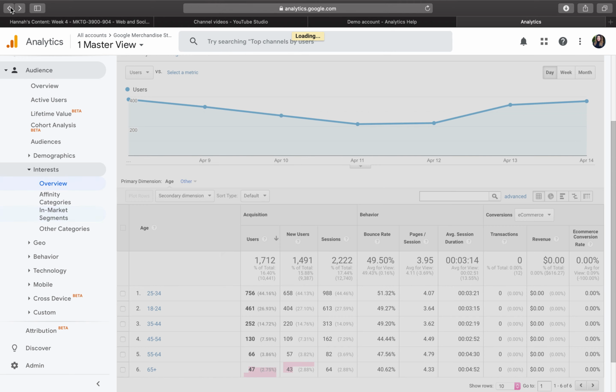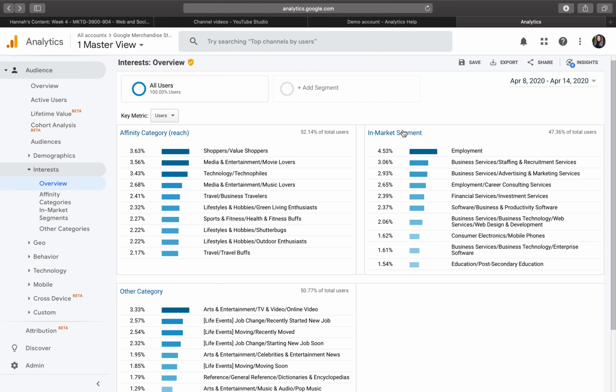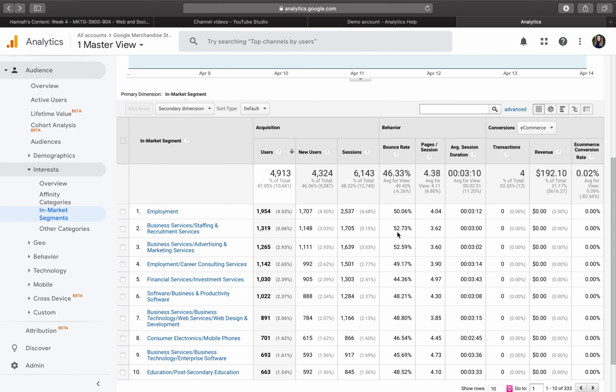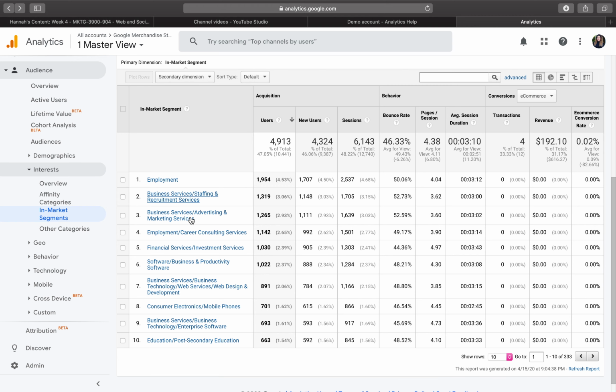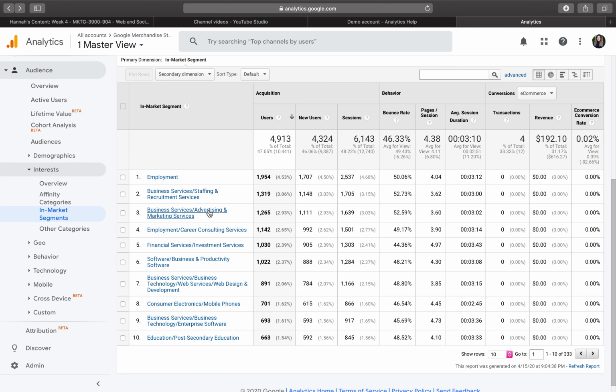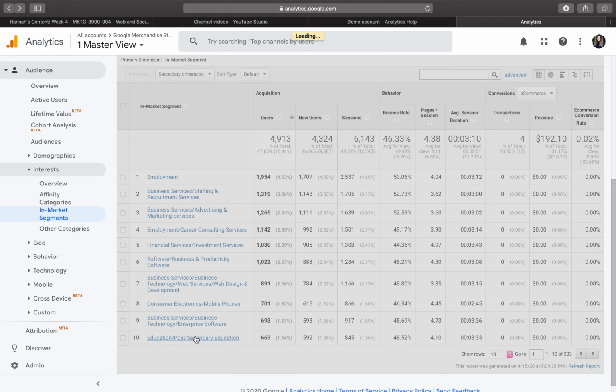So let's go back to the in-market segment report. Okay, that was based on the in-market segment employment. You can also look at business services and staffing and recruitment services, or the Google Merchandise Store, so they know what kind of job they're in. They also know about advertising and marketing, career consulting, investment, productivity software, web design, consumer electronics and mobile phones. This is really interesting to me. I'm not sure if they would classify me under marketing or post-secondary education. Let's go ahead and click on post-secondary education.